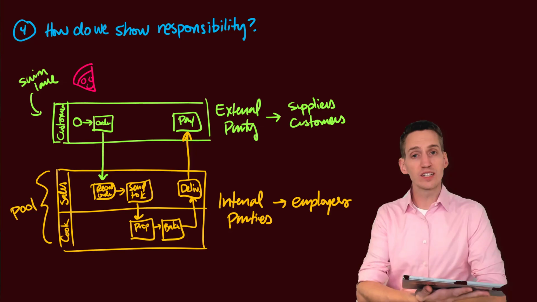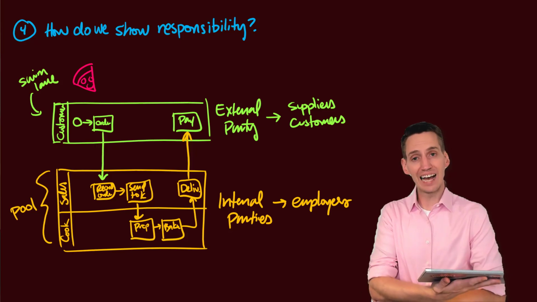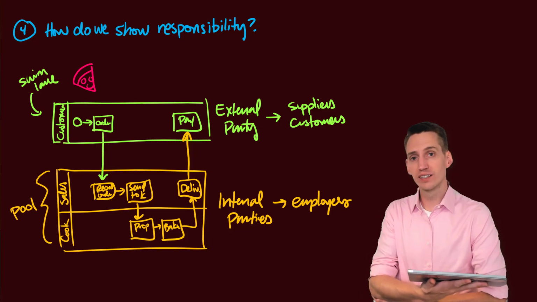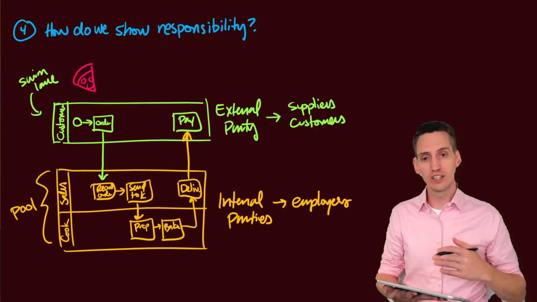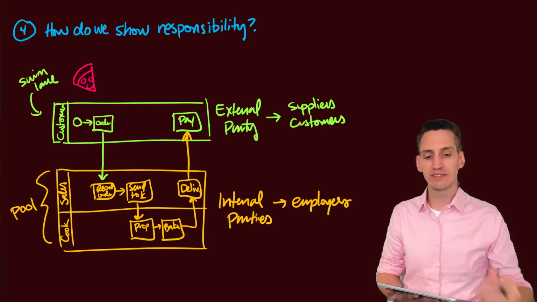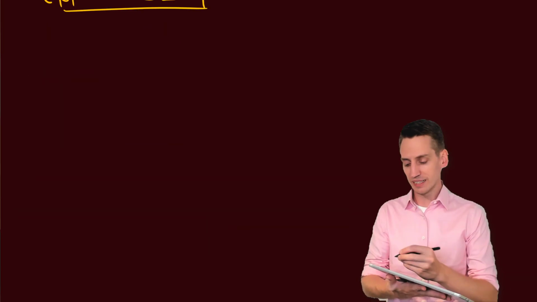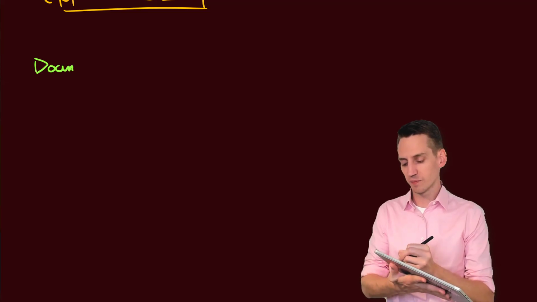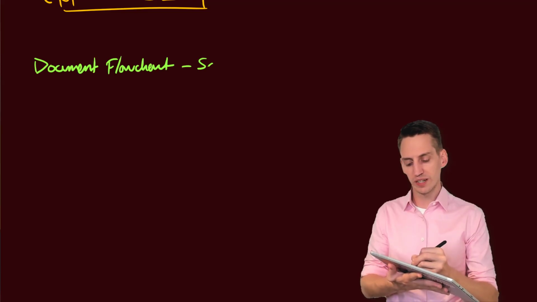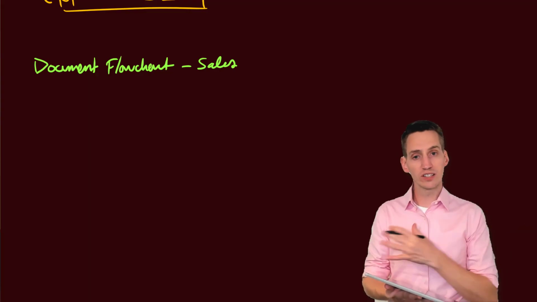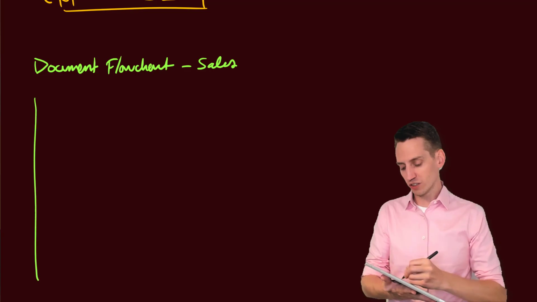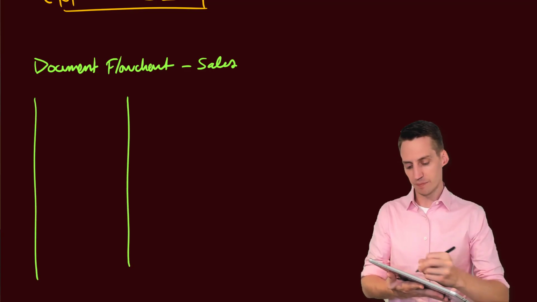So we can see within this process what different tasks the customer is responsible for, what tasks the salesperson is responsible for, and what tasks the cook is responsible for, using these swim lane activities. Let's look at an example of how we'd use swim lanes in a document flowchart. And in this case, we are going to illustrate sales. Here, instead of using horizontal lanes, I'm going to use vertical lanes to illustrate the same thing.